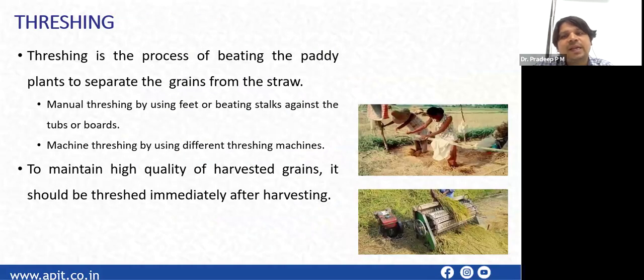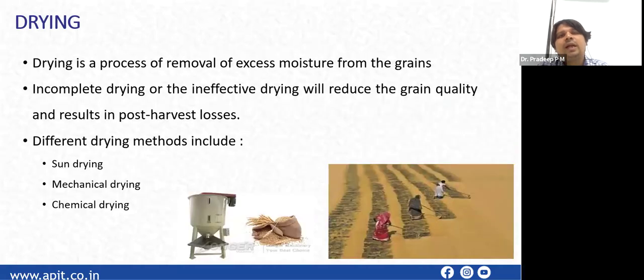So then comes the thrashing. Thrashing can be done manually or by using machines. Here, the combined harvester can harvest the paddy as well as thrash the paddy, and then it will segregate the hay from the grains. And then the next part, as I told, drying.